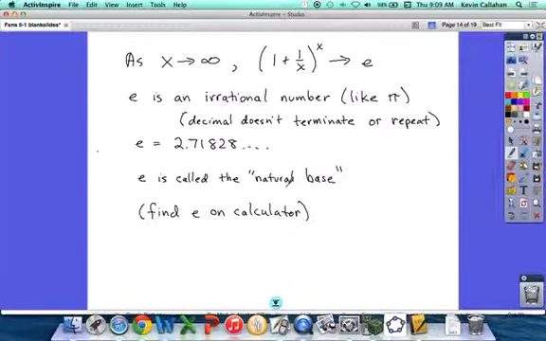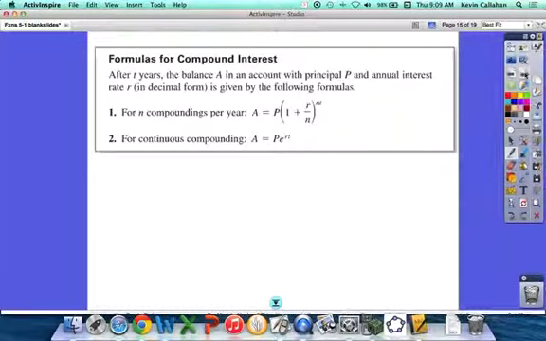So we go back to our formula. That's what the e is. If you're saying, what am I supposed to plug in for e? You go to the calculator and hit the e, right? And you'll raise e to whatever power that you've got. So those are our two formulas for compound interest. This is the one you use when they give you the number of compoundings per year. This is the one when they say continuous compounding.